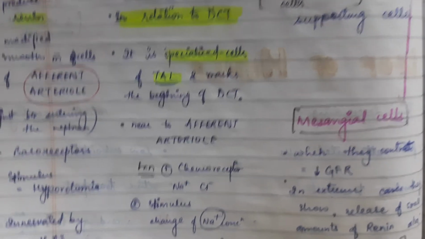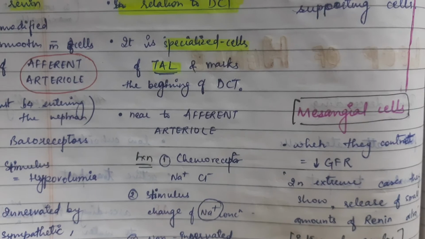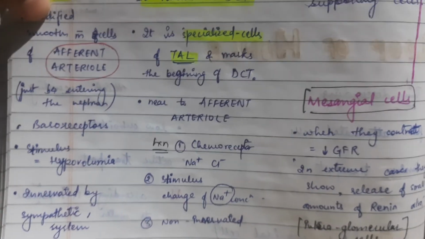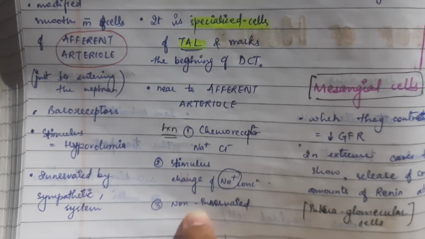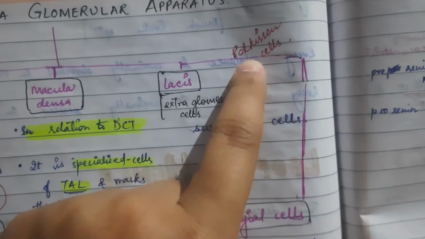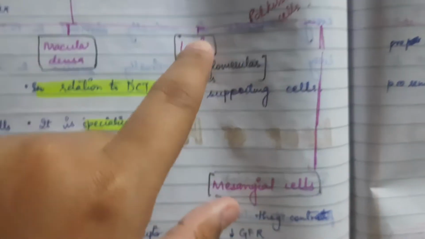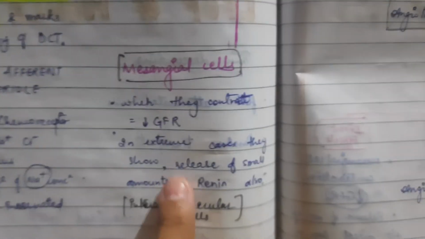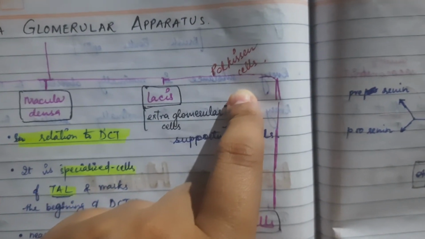Their function is as chemoreceptors, sensing sodium and chloride. The stimulus is a change of sodium concentration. They are not innervated. Lacis cells are extraglomerular supporting cells. If these two don't work, then Lacis cells come into the picture. And mesangial cells are also present.